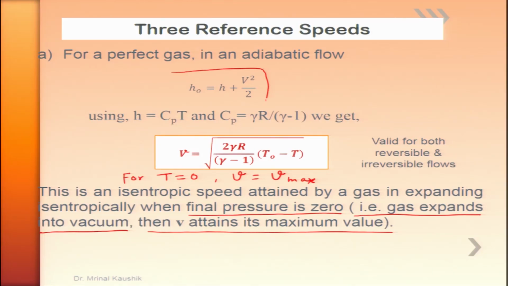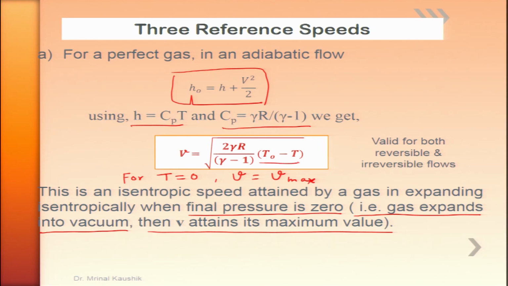Now, let us see some important reference speeds or characteristic speeds in compressible flow design. Coming back to the important energy equation, for an inviscid and adiabatic flow, that is h naught is equal to h plus V square by 2. Again, considering a perfect gas, we can replace h as Cp T and Cp as gamma R upon gamma minus 1, which we have already seen in gas kinetics. In doing so, we obtain the velocity V as the square root of 2 gamma R upon gamma minus 1 times T naught minus T.